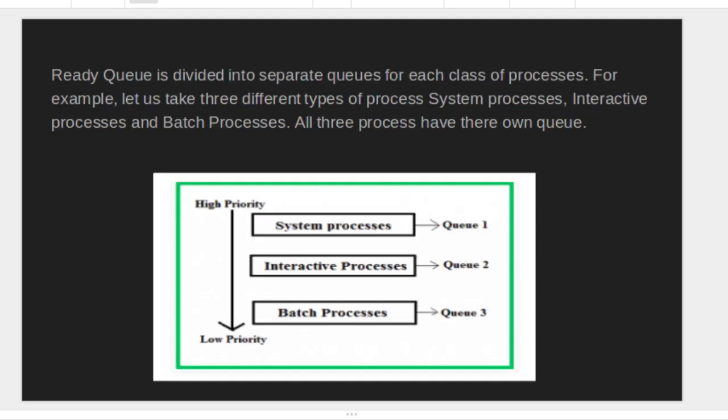Ready queue is divided into separate queues for each class of processes. For example, let us take three different types of process: system processes, interactive processes, and batch processes. All these processes have their own queues. Like this, in the below figure, system process has the highest priority and batch process has the lowest priority.